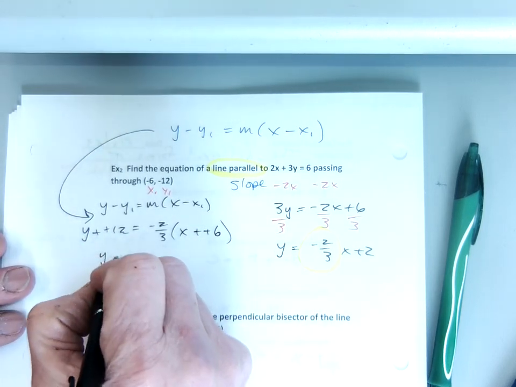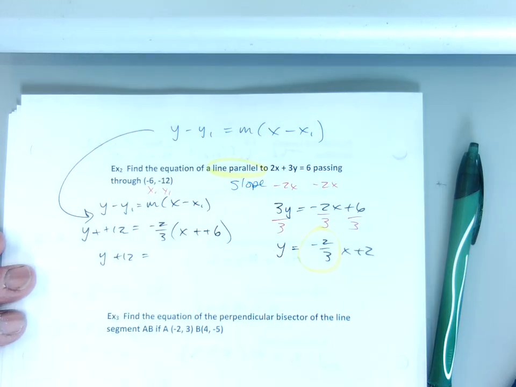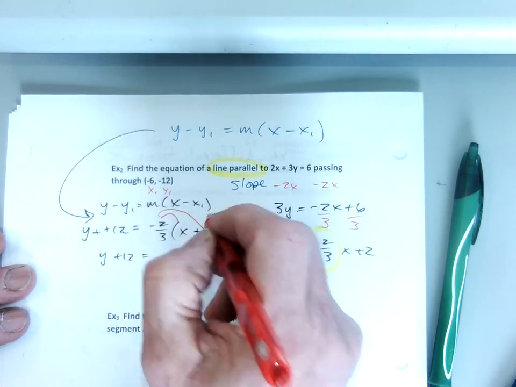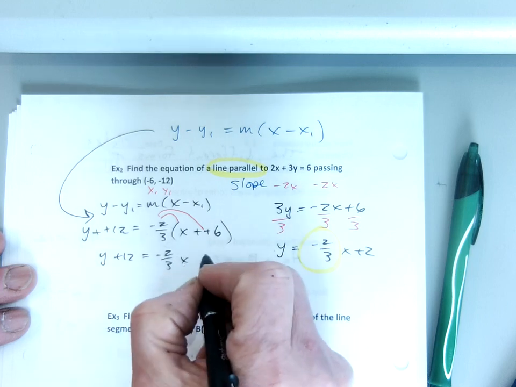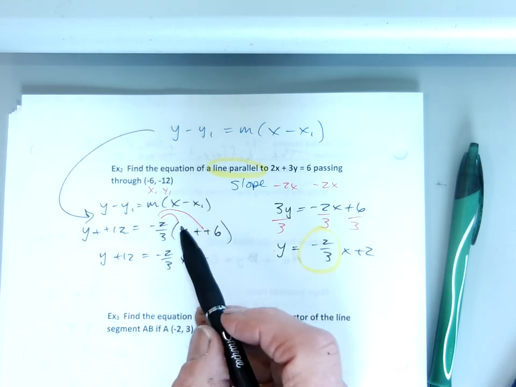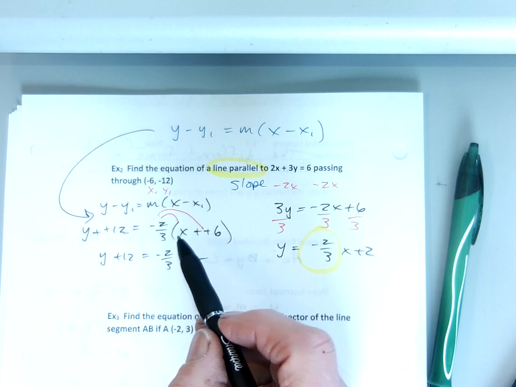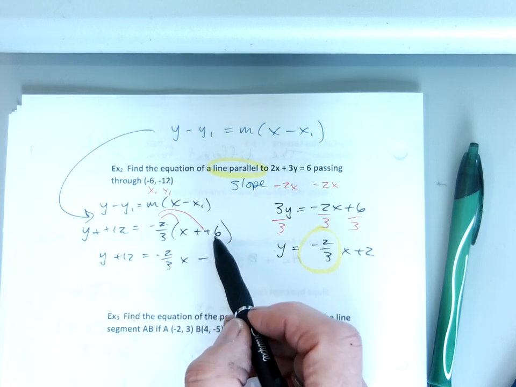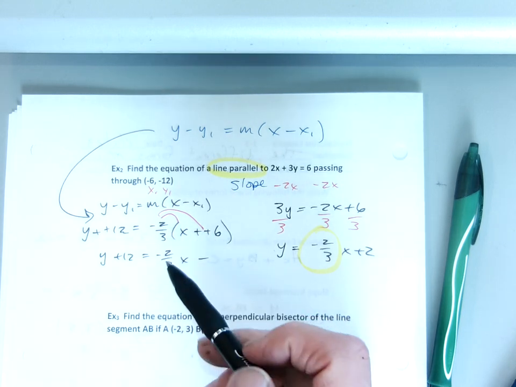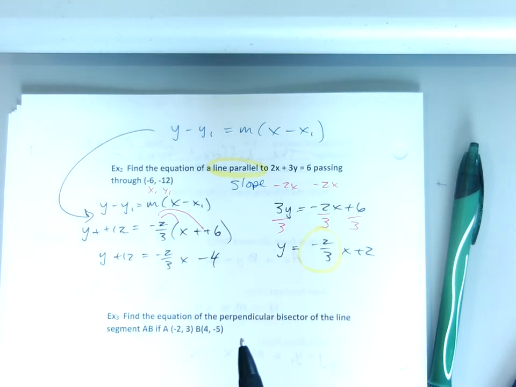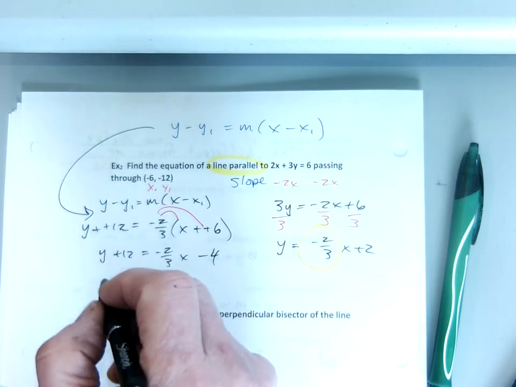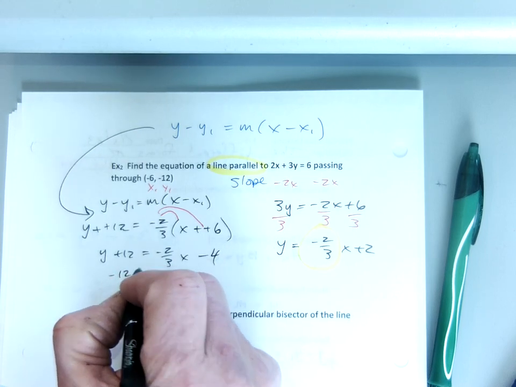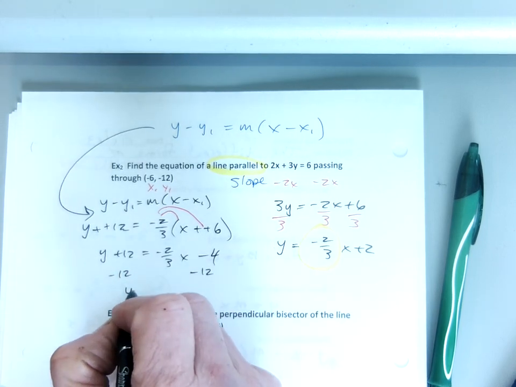So I have y plus 12 equals, and I'm going to distribute. I'm going to get negative 2/3 x minus, you ready? 3 goes into 6 two times, 2 times 2 is 4. That's how I did it. 3 goes into 6 two times, 2 times 2 is 4. And then I'm going to finish this: minus 12, minus 12.